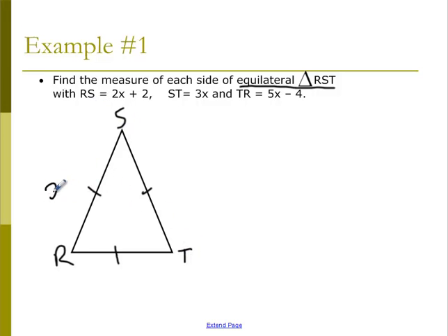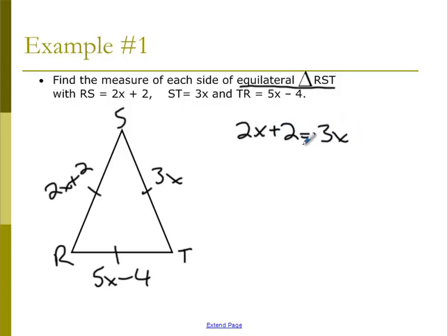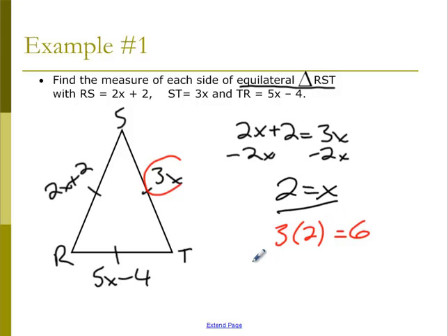We know RS is 2x plus 2. We know ST is 3x, and we know TR is 5x minus 4. So, since it's equilateral, our goal is to find x first. Well, we have the congruent marks. I could take any pair of those three sides and set them equal. I'm going to pick RS and ST. So 2x plus 2 equals 3x. One step to solve, subtract 2x from both sides, and you get 2 as x. So now I'm going to take 2 and plug it into any of the sides. This one here looks the easiest. So all three sides are 6.